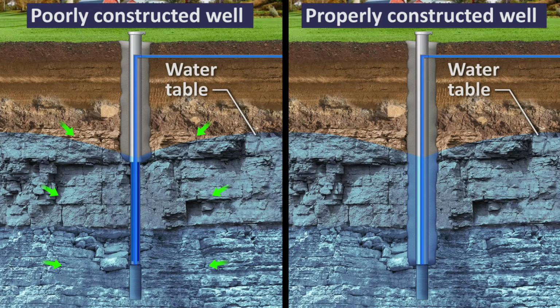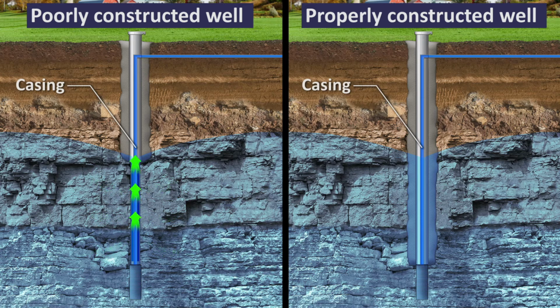Two wells are shown, a poorly constructed well on the left and a properly constructed well on the right. In this example, the casing on the poorly constructed well is much shorter. Contaminants near the surface reach the base of the casing much more quickly and are drawn up the well. The well on the right has deeper casing, extending into deeper bedrock layers. This well draws groundwater that has less connections to the land surface.